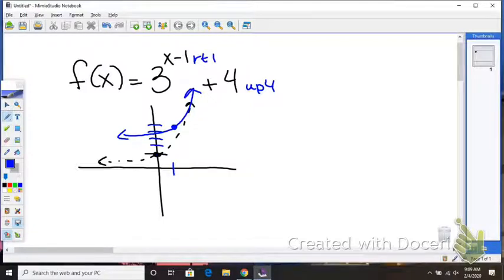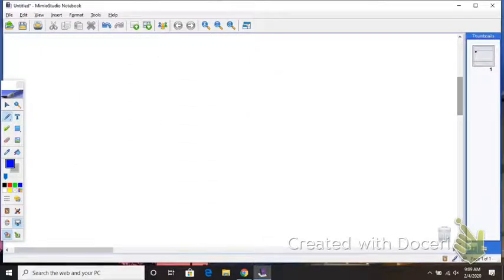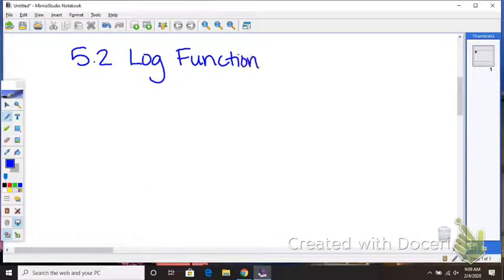So today, we're going to evaluate log functions and we're going to graph them. But you are going to need a calculator. So why don't you grab a calculator and grab your notes for 5.2. Do we just need the log button or do we need graphing? Log. I got log on mine.